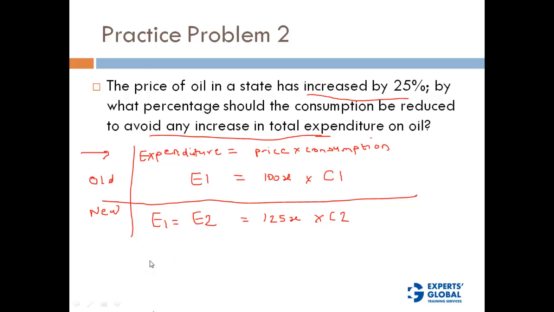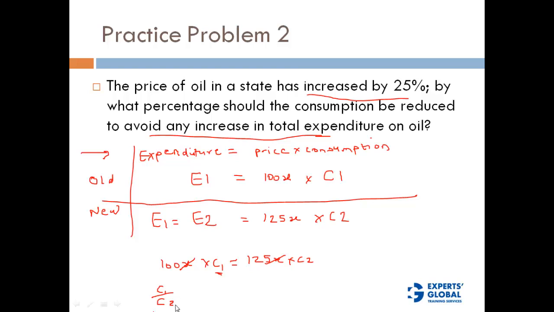So let's equate these two now. So we get E1 equal to E2. So we get 100x into C1 is equal to 125x into C2. X and X will get cancelled. So we can somehow come up with the ratio of C1 and C2. And what is being asked in the question? The percentage increase or decrease in consumption, right? So somehow we need to find out the ratio of C1 and C2. So let's find it out.